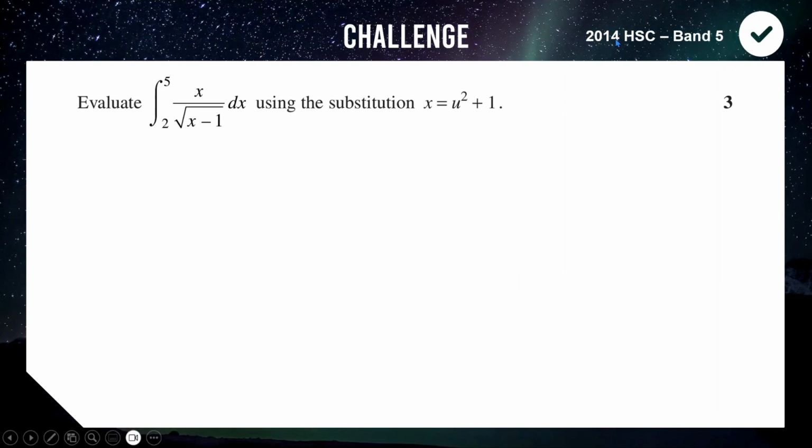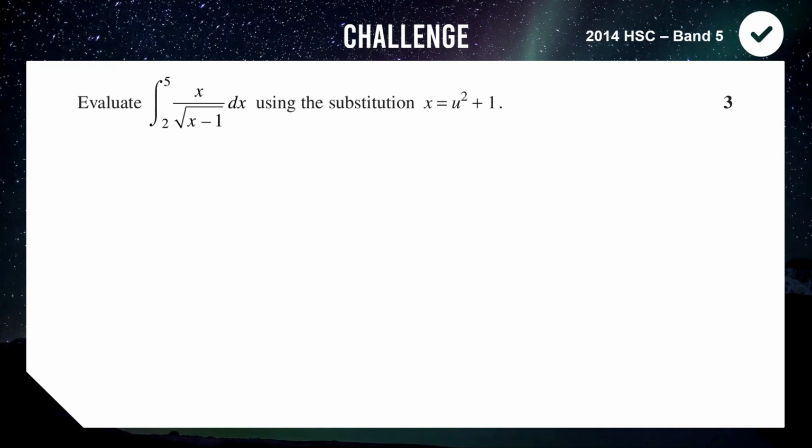This is from 2014. In that year, it was a band 5, which is like an E3 level in extension 1. We have the integral between 2 and 5 of x over the square root of x minus 1. Our substitution is x equals u squared minus 1. So this is the main reason why this question is a little bit challenging. It's because it feels like our substitution is backwards. Normally the question gives us u equals something in terms of x. This time we have x in terms of u. But ignoring that, our process is going to be very similar.